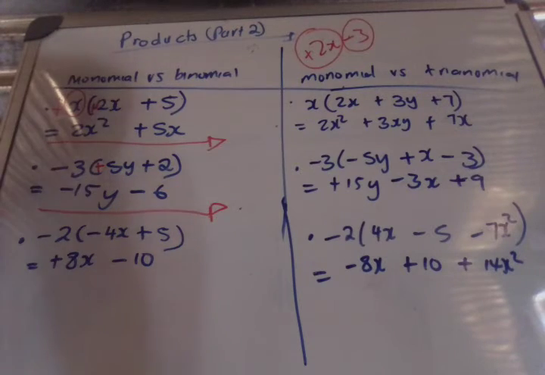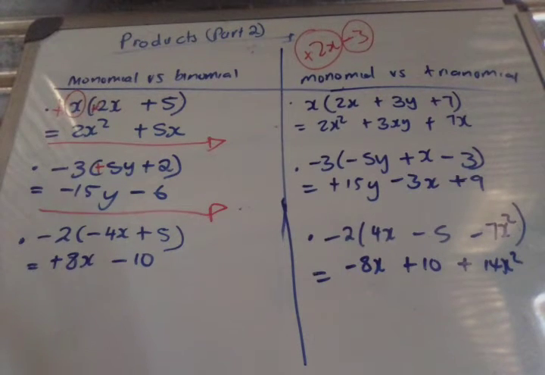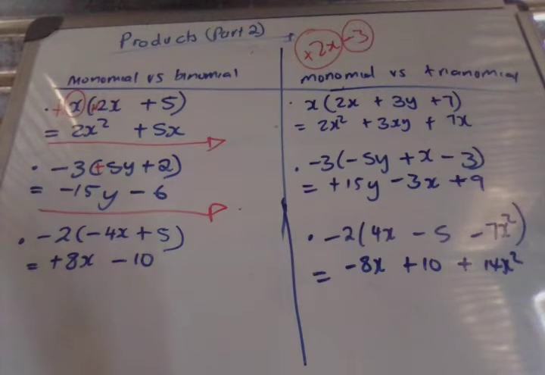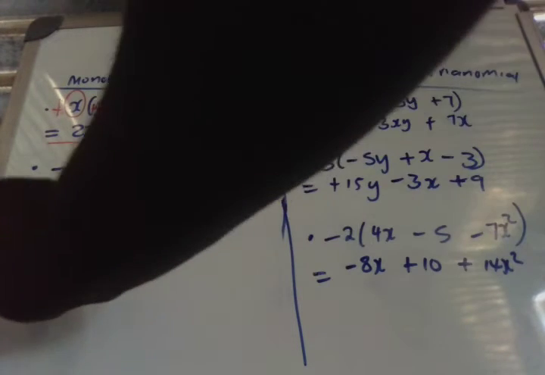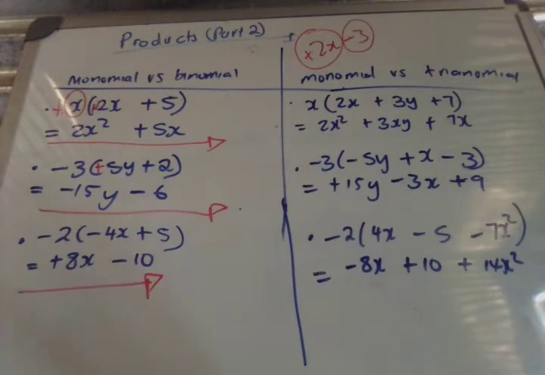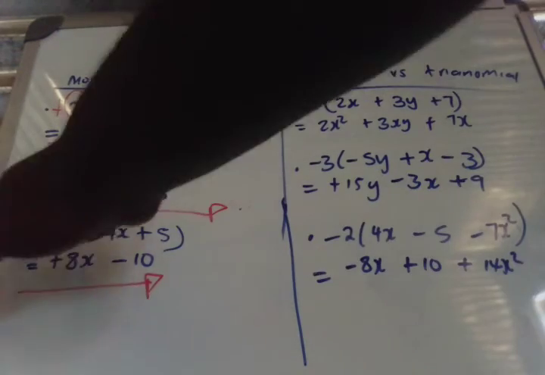Going into the third one, we've got negative 2 into negative 4x plus 5. Negative and negative, when you multiply them, you will get positive. So 2 times 4x is going to be 8x, and then negative 2 times positive 5 is going to be negative 10. So we'll end up with that. This is going to be our final answer because we cannot add those.